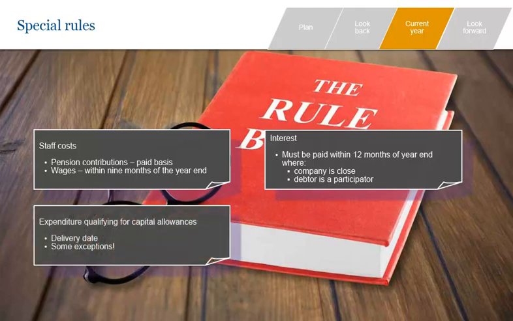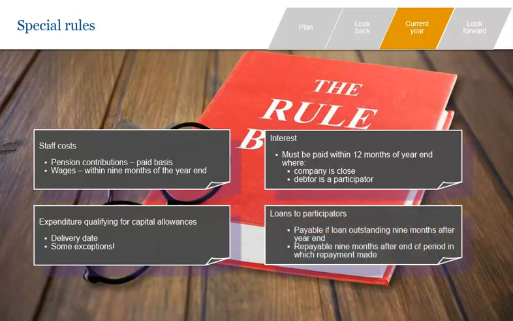For capital allowance purposes, expenditure is incurred on the date that the company has an unconditional obligation to pay for it, generally the delivery date. However, there are exceptions to this general rule. For example, where the credit period given exceeds 4 months, in which case any expenditure paid after 4 months is taken into account by reference to the payment.